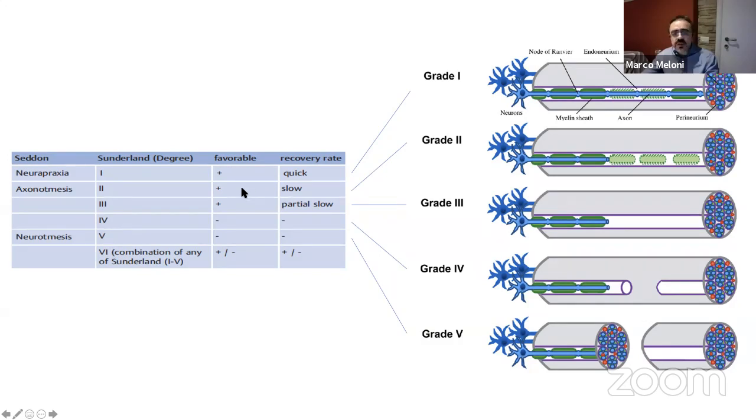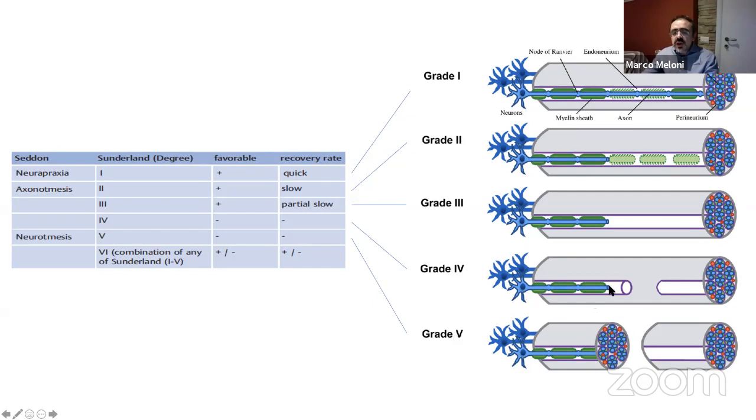So in this case, neuropraxia and axonotmesis, second degree for Sunderland, is a favorable injury because the recovery usually happens. If we go to grade 3, in this case, we have also lost the myelin. So the recovery is, in this case, partial and slow, because there is a loss of myelin, loss of Schwann cells, and let's see in more detail what the Schwann cell consists of, and what the meaning of the Schwann cell is in nerve growth.